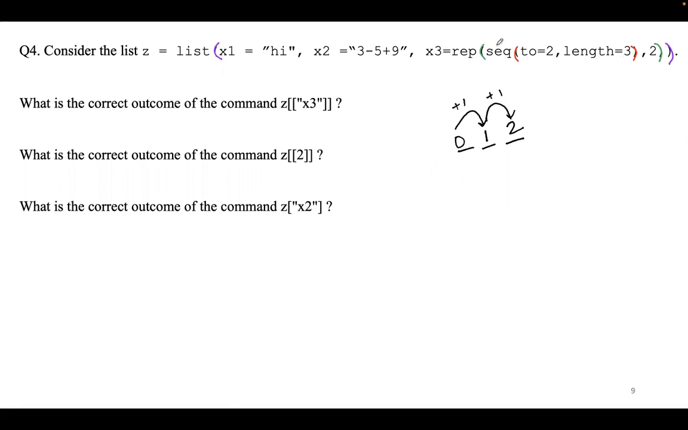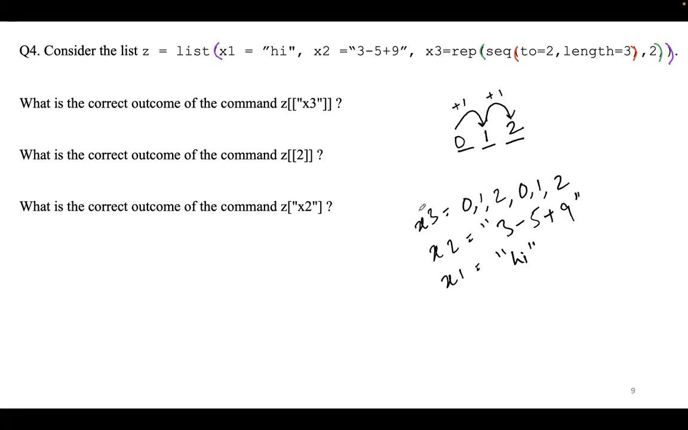Now let's solve the green bracket. So rep of this thing, comma 2. And we know when it's just 2, the whole chunk is going to be repeated twice, right? So it's going to be 0, 1, 2, comma 0, 1, 2. So this is basically your x3. And your x2 is equal to 3 minus 5 plus 9, and x1 is equal to high. These are the three things in your list Z.